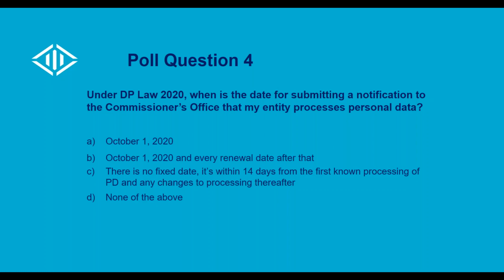We have about 8 minutes left. I'm going to ask one more question of you. This is a different version of a previous one. Under DP Law 2020, when is the date for submitting a notification to the Commissioner's Office that my entity processes personal data? A, October 1, 2020. B, October 1, 2020, and every renewal date after that. C, there is no fixed date. It's within 14 days from the first known processing of personal data. Or D, none of the above.